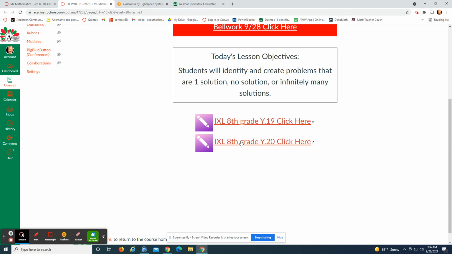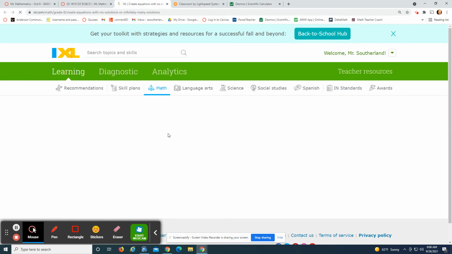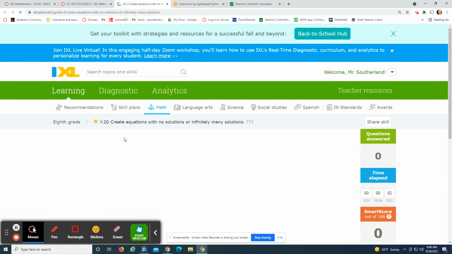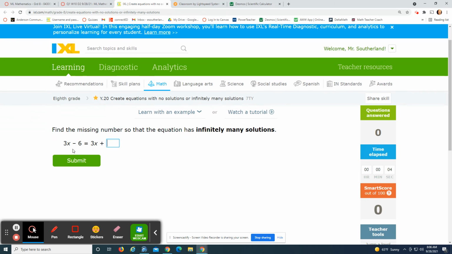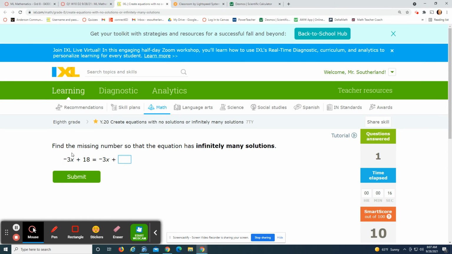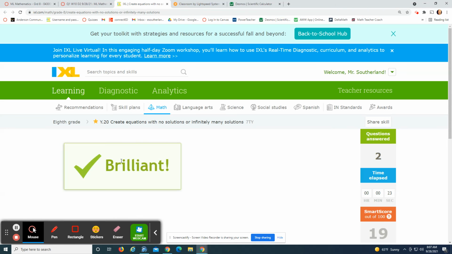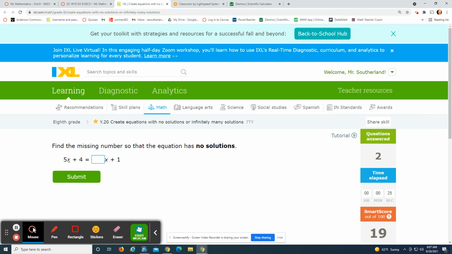On the second IXL for today, it's IXL 8th grade Y20. You're going to create it like we did yesterday. And so this one says 3x minus 6 equals 3x plus something. It wants infinitely many solutions. I need it to say minus 6. Infinitely many solutions. It says negative 3x plus 18. Negative 3x plus 18.